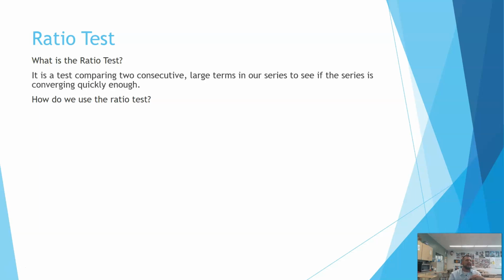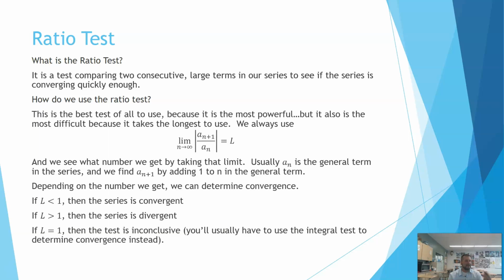Now, the ratio test is basically a test where we're comparing 2 consecutive large terms in our series, and I mean very, very large terms, to see if the series is converging quickly enough to 0. The way that we use the ratio test, and I know it looks really long, is we do this right here. As you're aware, we do use the ratio test when we are looking at Taylor series to determine intervals of convergence, but that's not what we're talking about right here. Instead, we just do the limit as n approaches infinity of 2 consecutive terms that are very, very large in your series, where the normal term is on the bottom, and the term right after that is on the top.